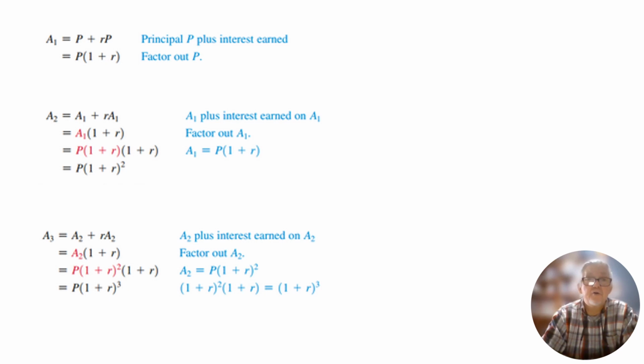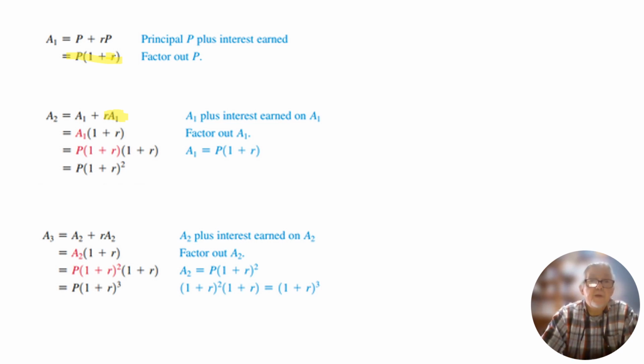So the bank here is going to give interest based not on the initial amount deposited, but on the amount that has been in the bank for the past year. So it's the bank balance from the previous year plus the interest earned. Again, a little factoring, and it looks much like this step here.